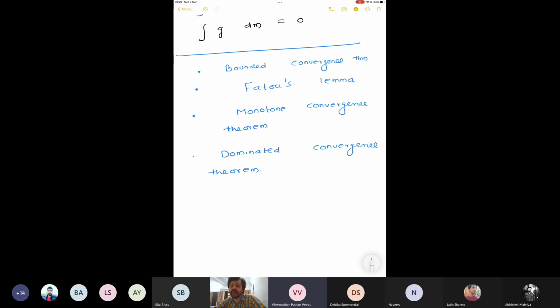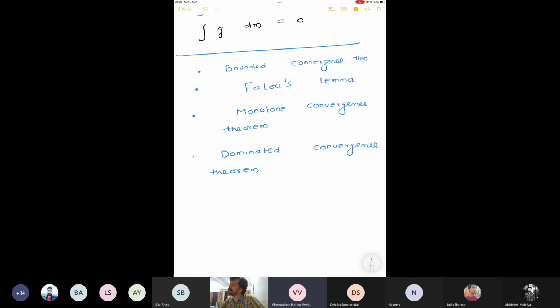And what can be the dominated convergence theorem? The word dominated tells you that suppose your fn's are such that modulus of fn is less than or equal to some function g. There is a function which dominates all these fn, and suppose that this g is Lebesgue integrable. Then if fn converges to f, the integral of fn will converge to the integral of f. So your sequence is dominated by an integrable function.